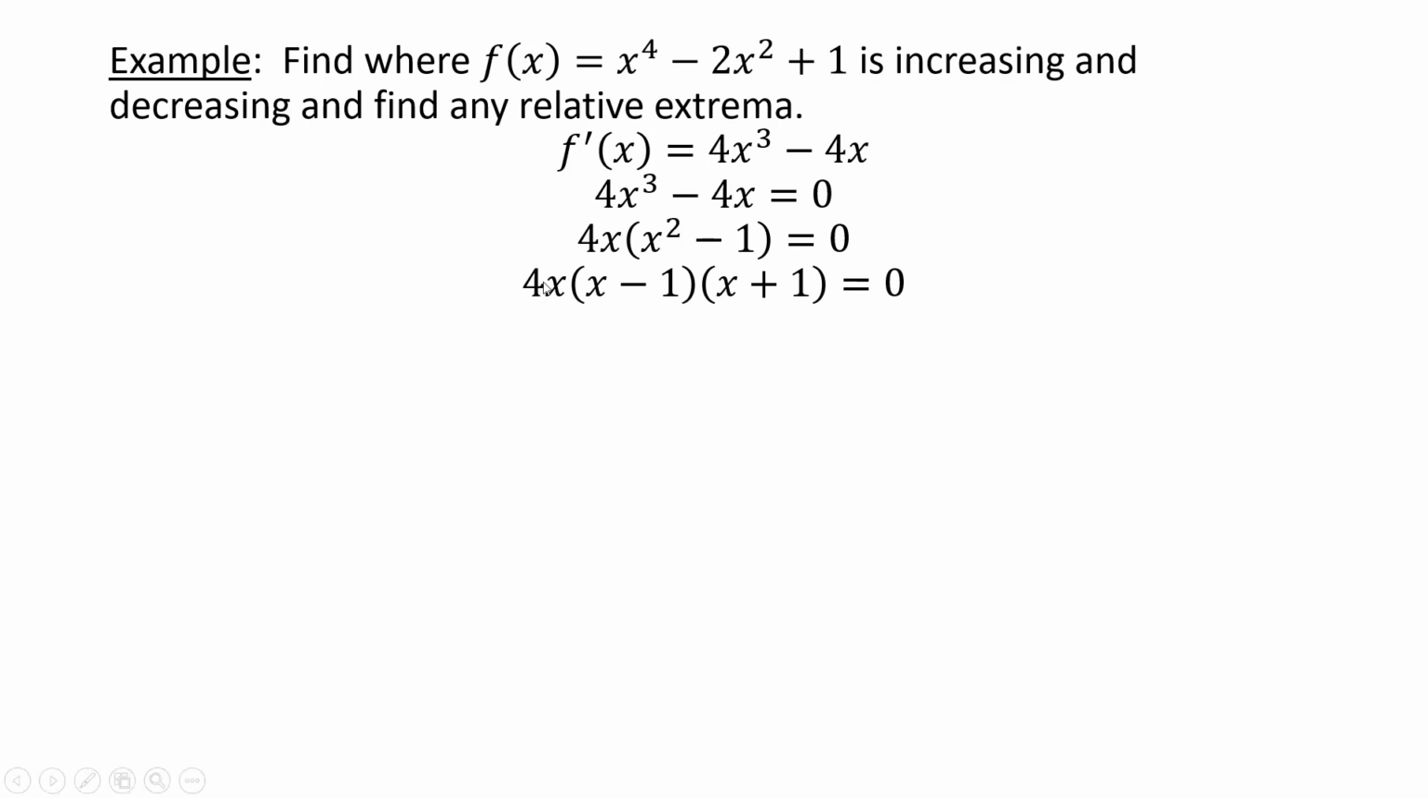Set each of my factors equal to 0, and then I would get 0. I do set this one equal to 0 because it does have an x. 4 times what gives you 0? 0. This will give me 1, and this will give me -1.